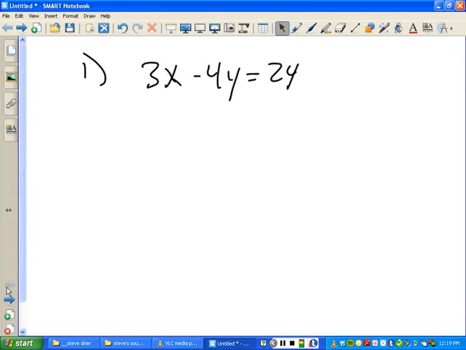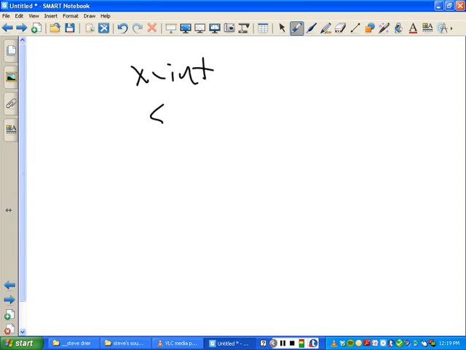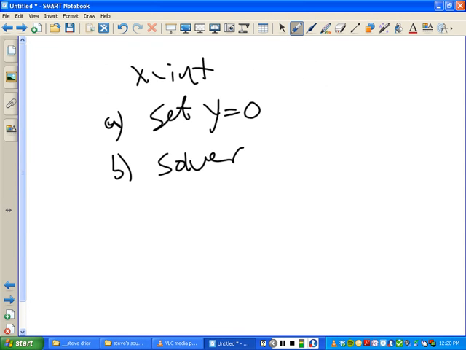Alright, so working through how to find the X and Y intercepts for the 5 equations we started class with. First of all, just a quick review. In order to find the X-intercept, you set Y equal to 0, and then solve for X. And it doesn't matter what the equation is, set Y equal to 0, solve for X.